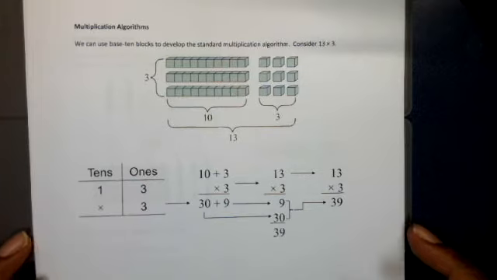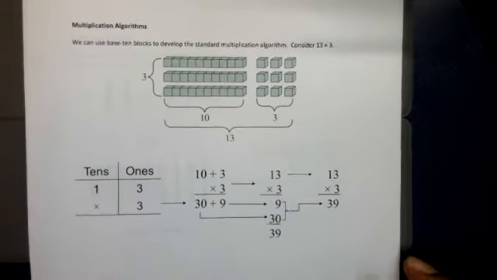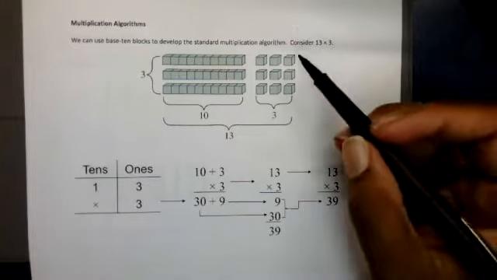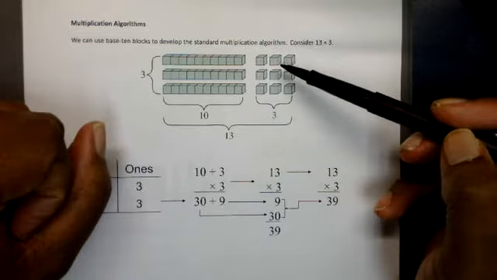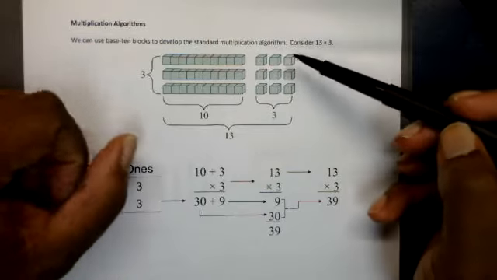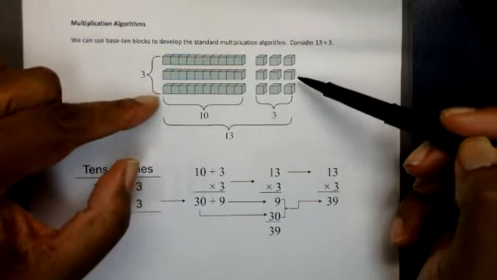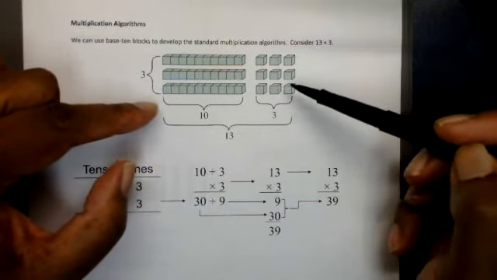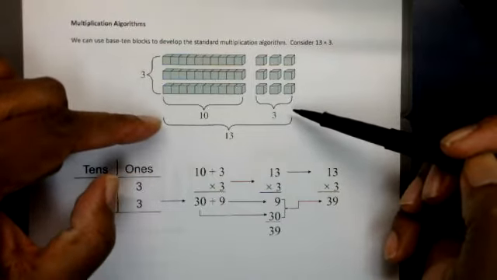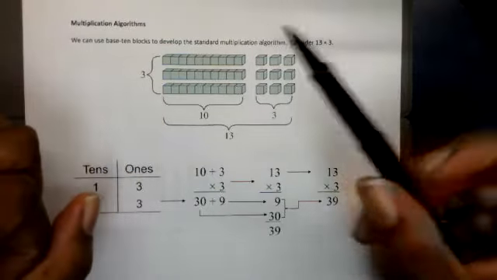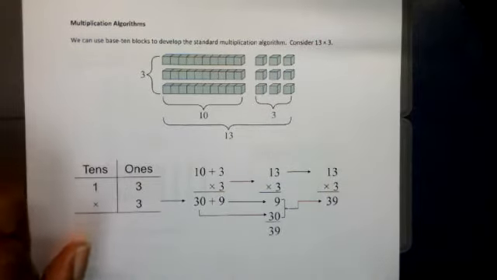Here we can use base 10 blocks to develop the standard multiplication algorithm. Let's consider 13 times 3. Using base 10 blocks, 13 can be written as 1 flat and 3 longs. And it's going to be times 3, so I can put down 3 sets of 1 flat, 1 long, and 3 unit pieces. If you were to simplify this, this is 10, 20, 30, plus a 9 would be 39.